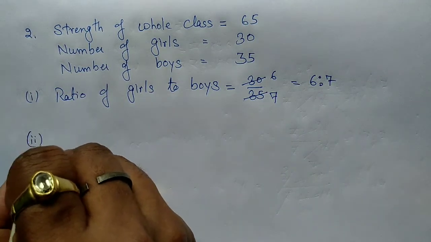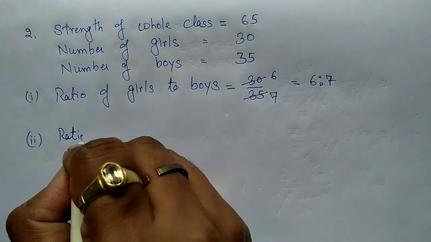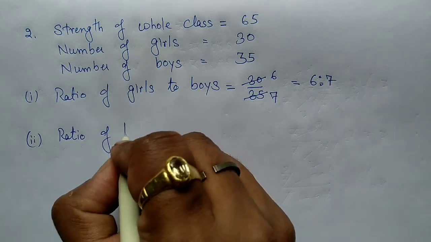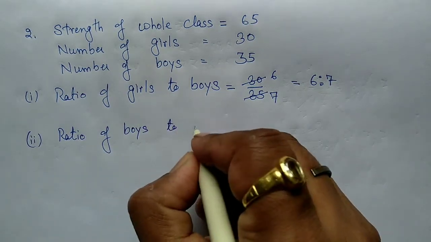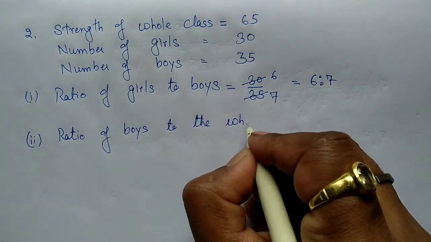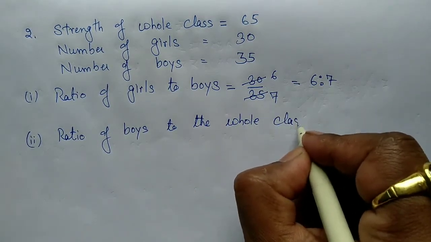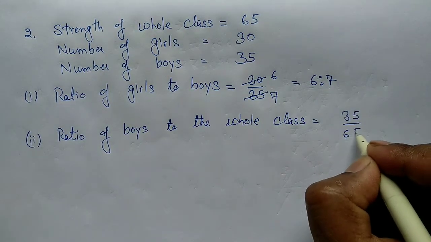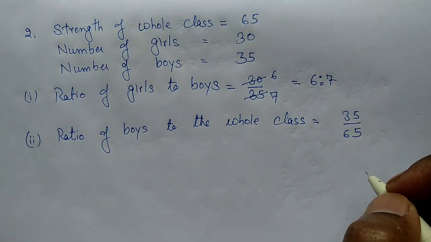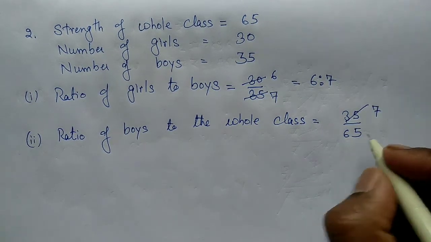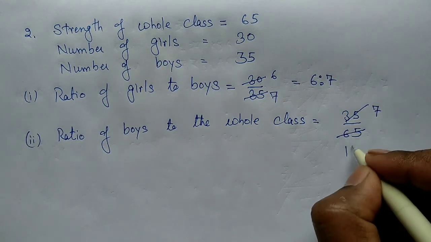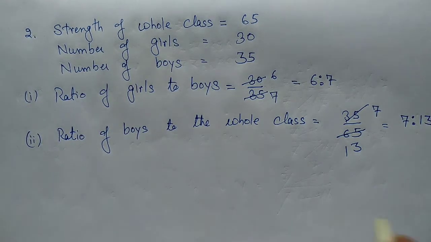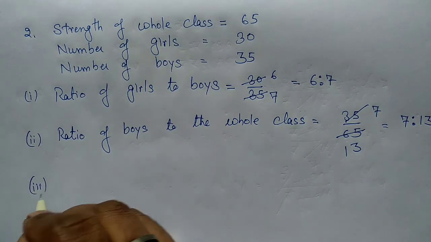Number 2, ratio of boys to the whole class. So boys to the whole class is equal to, boys means 35, whole class is 65. So I think we can cancel this by 5, 7 times, and 5, 1 time, 13 times. So the answer is 7:13, right?